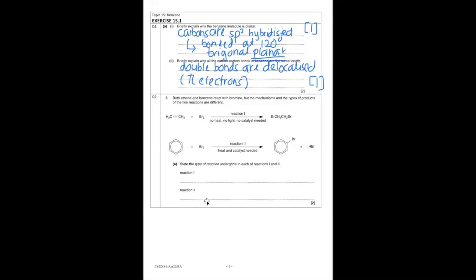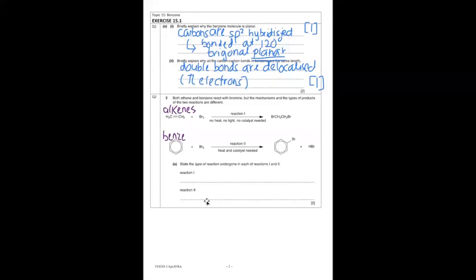Both ethene and benzene react with bromine, but the mechanisms and the types of products of the 2 reactions are different. So this first equation is for alkenes. So please revisit your AS notes. Otherwise, you will never use your notes to find the answers if I give you everything, okay? So alkenes react with bromine. There's a specific mechanism. Some of you may remember it already without even looking at the notes. That's great. And then the bottom one is the benzene.